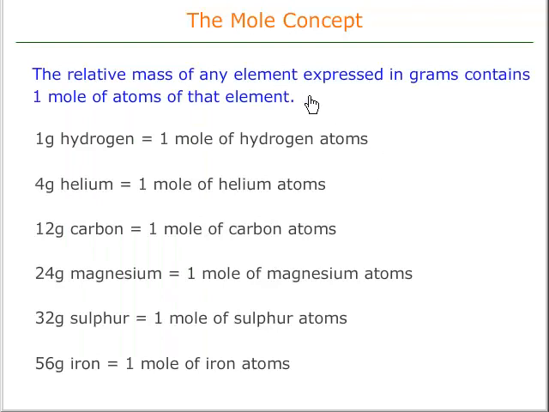And this gives us our general principle that the relative mass of any element expressed in grams contains 1 mole of atoms of that element. So here's our hydrogen. 1 gram of hydrogen has got 1 mole of hydrogen atoms. 4 grams of helium has got 1 mole of helium atoms. 56 grams of iron has got 1 mole of iron atoms. And so on for all the periodic table.